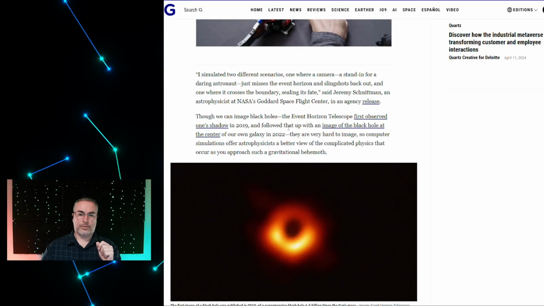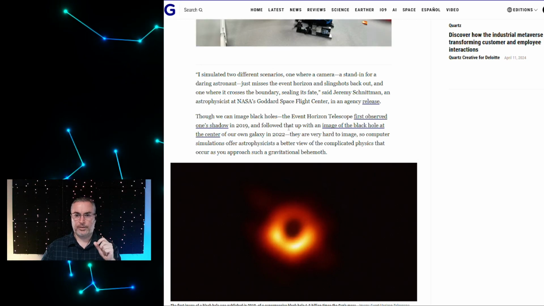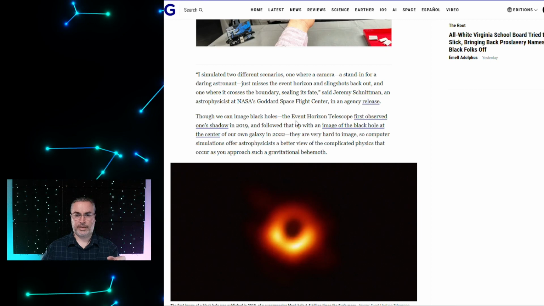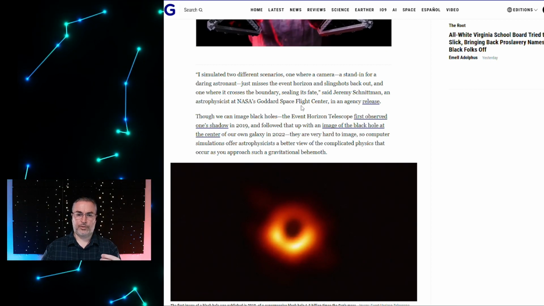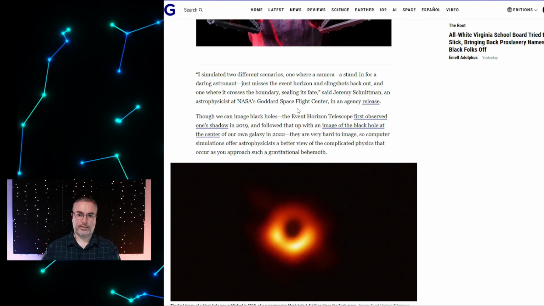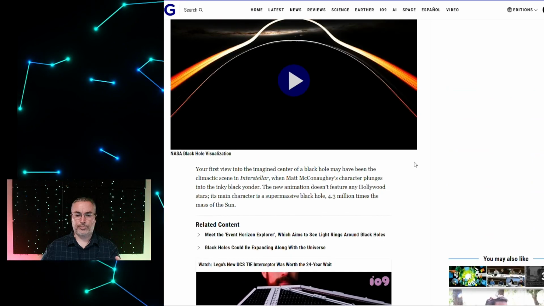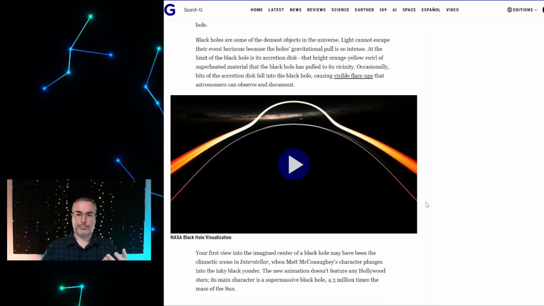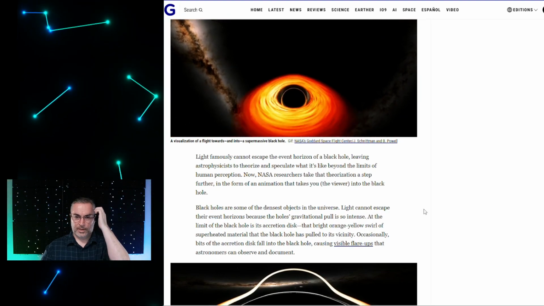The article says that they simulated two different scenarios: one where a camera, a stand-in for a daring astronaut, just misses the event horizon and slingshots back out, and one where it crosses the boundary, sealing its fate. But I'm going to let you go and watch this, mainly because I don't want to take anything away from this article. I think it's pretty neat.